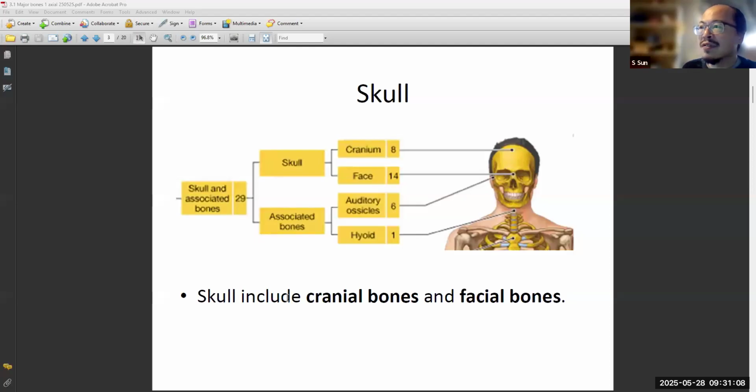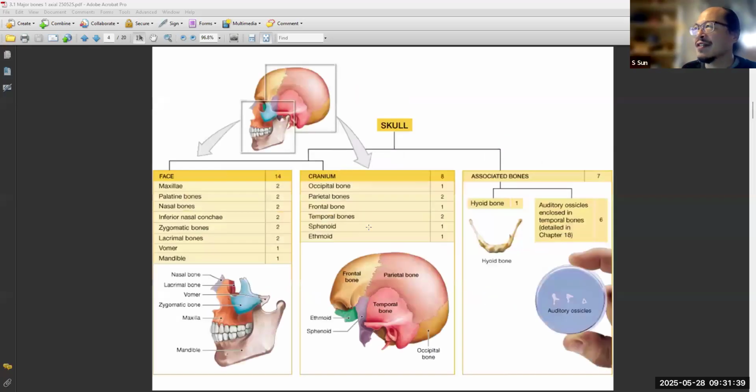Skull includes cranial bones and facial bones. So don't need to worry too much about the number. I'm not going to quiz you on how many bones. I feel that remembering those numbers is not necessary. You may miss one, miss two, but memorizing the number of bones is not necessary. All you should put your focus on is being able to identify it. So let's learn how to identify it.